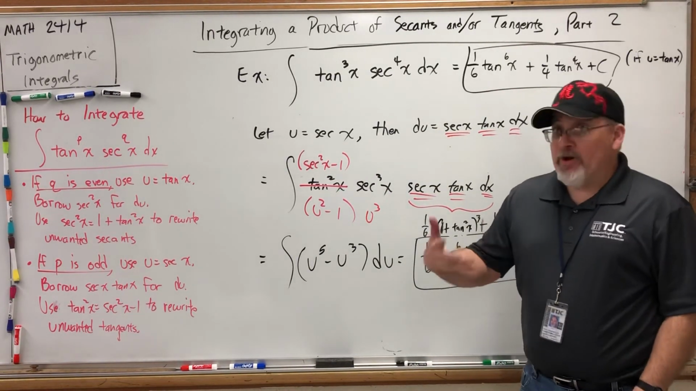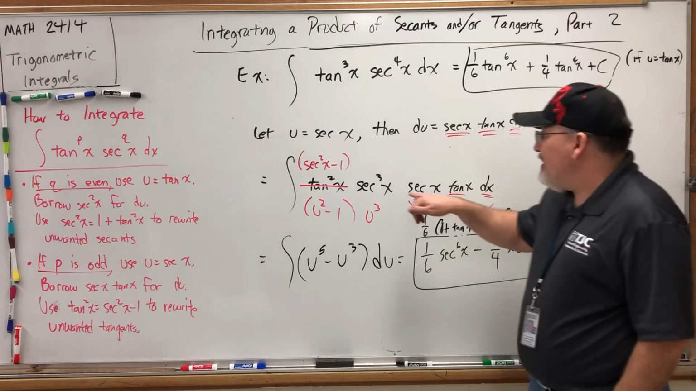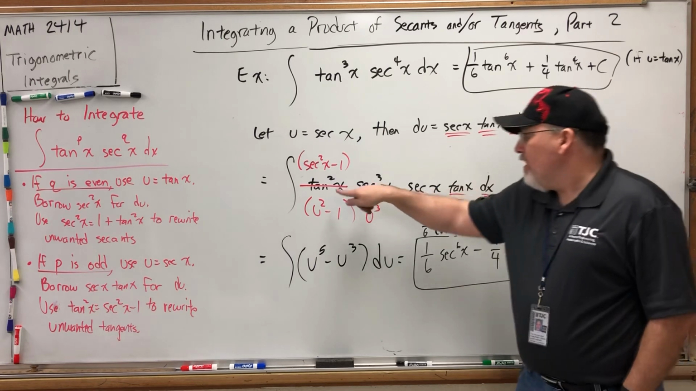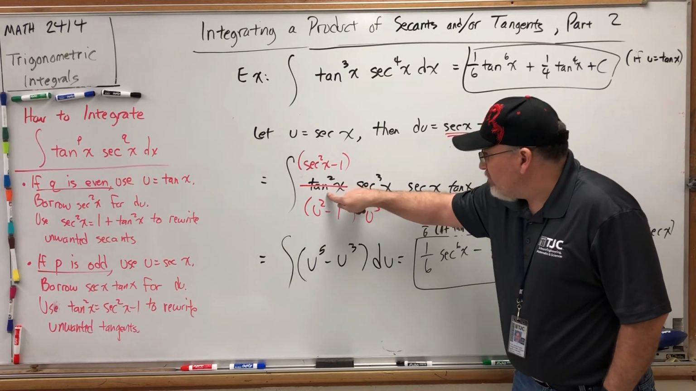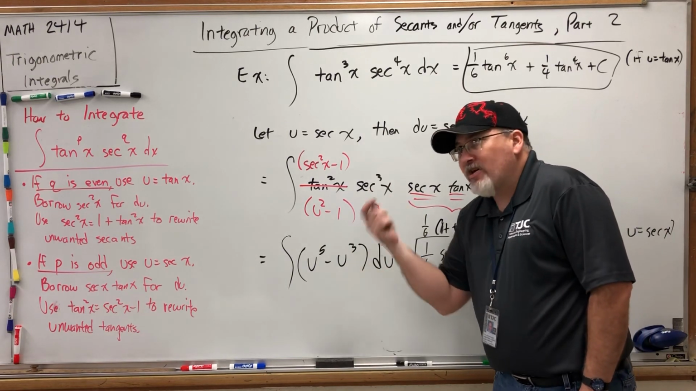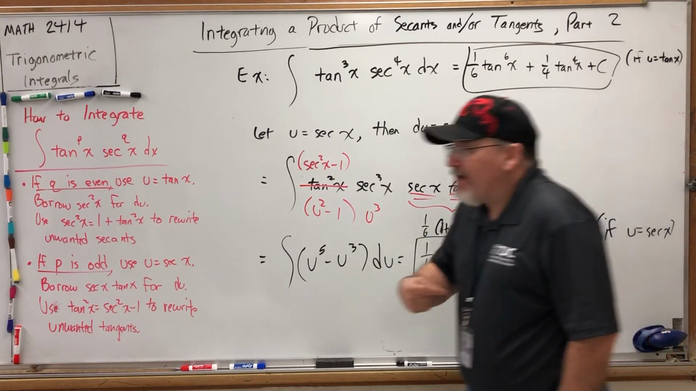And the time you'll know when it works is when you get to the unwanted trig functions after making your du. If the unwanted trig functions, the ones that don't match your substitution, have an even power, a Pythagorean identity will fix that. That's how you know you're on the right track.